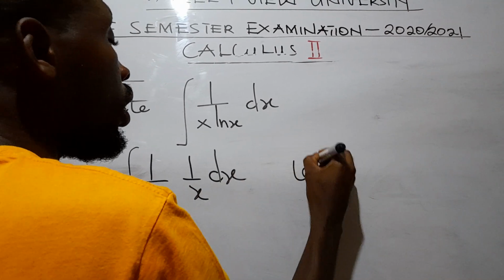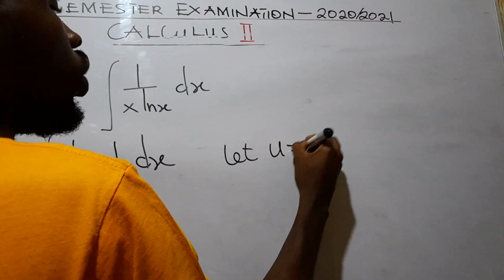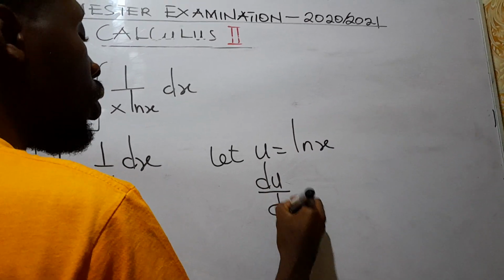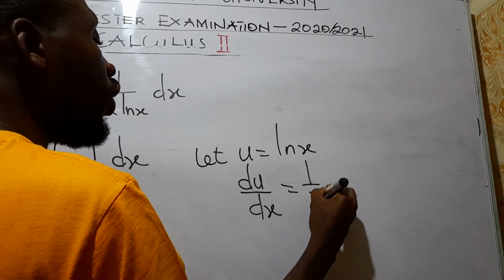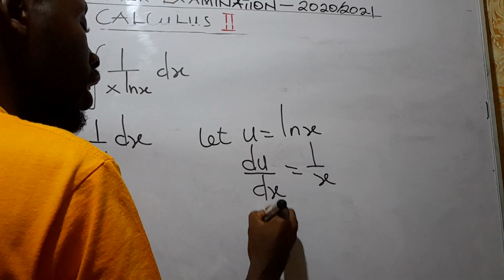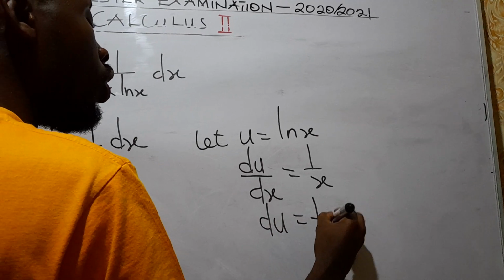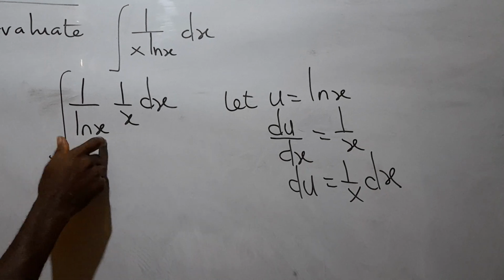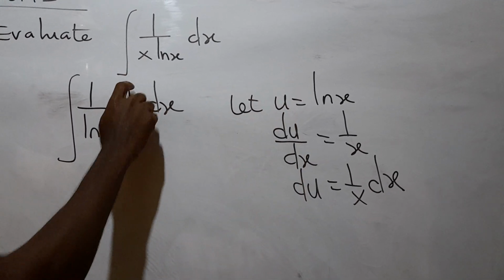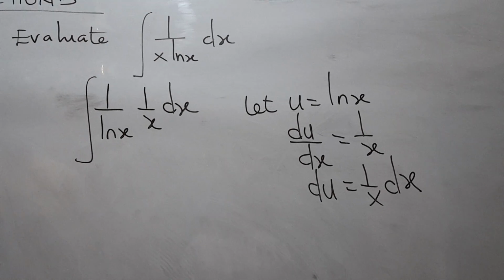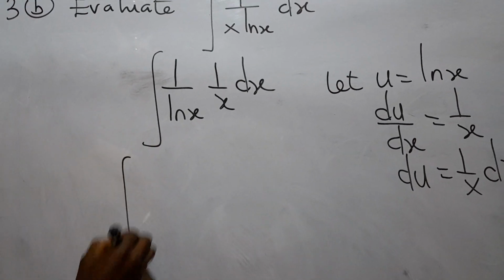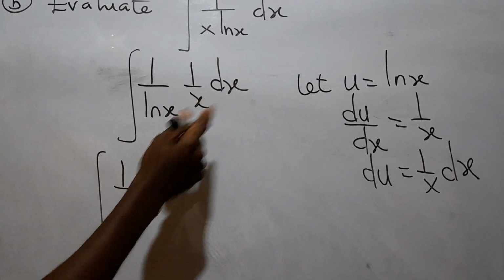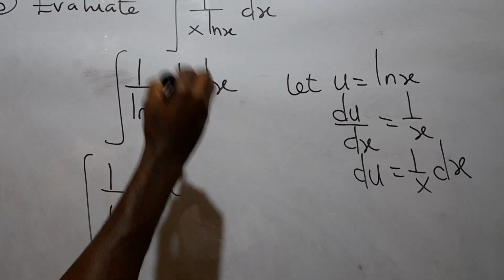Now we let u be equal to ln x. So du over dx: when we differentiate ln x, we get 1 over x. So our du will be equal to 1 over x dx. So in place of ln x, we substitute u, and in place of 1 over x dx, we substitute du. So I have the integral of 1 over u du.